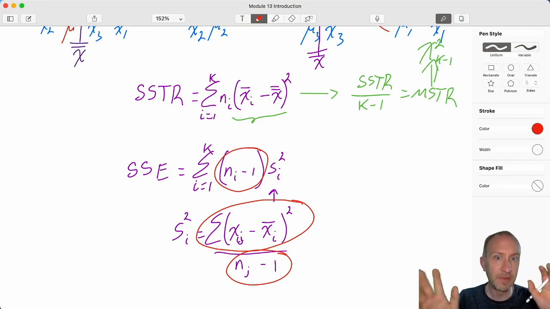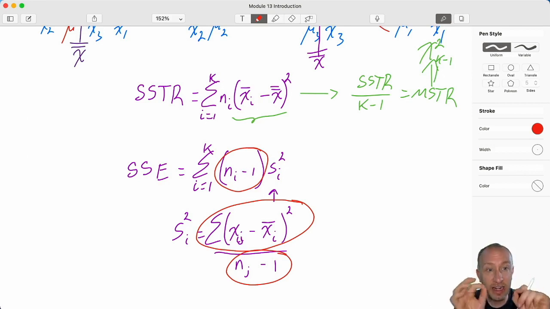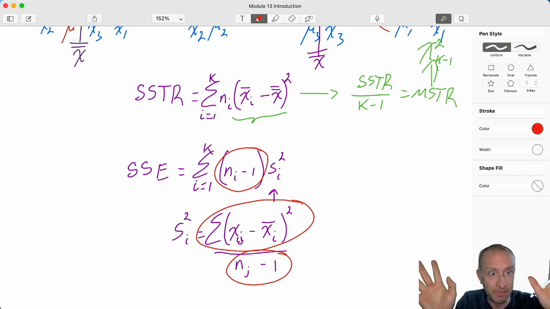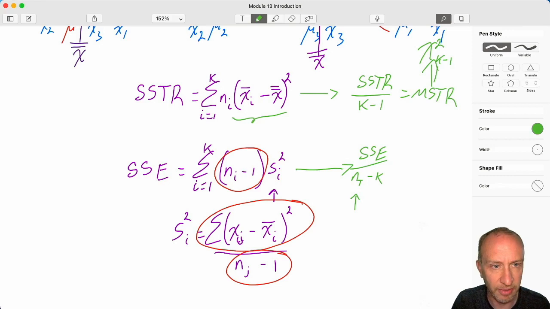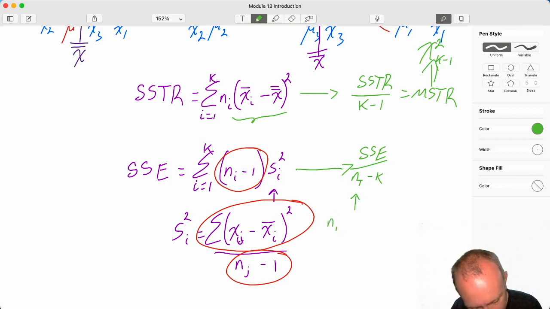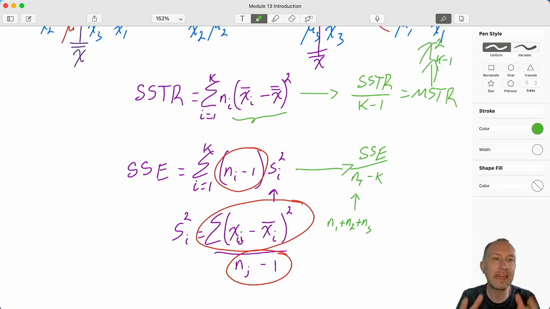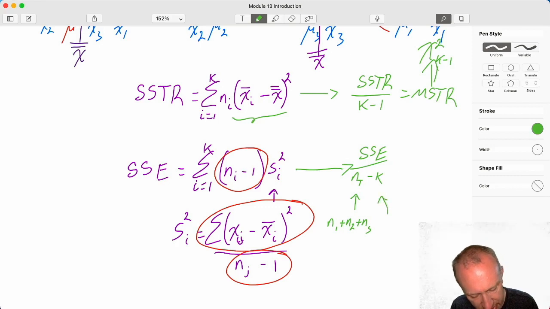All this to say, SSE is uninfluenced. It is unaffected by whether the null is true or the alternative is true. When we divide it by its degrees of freedom, it is an unbiased estimate of the unknown population variance sigma squared. This is NT minus K, where NT is the total number of observations. So in my case of having 3 samples, it would be N1 plus N2 plus N3. K is the number of samples. So in my example here, K is 3.